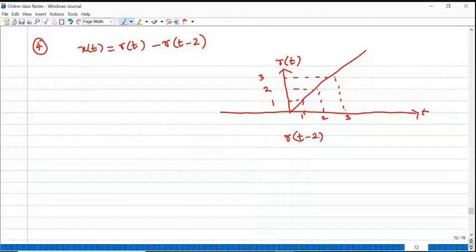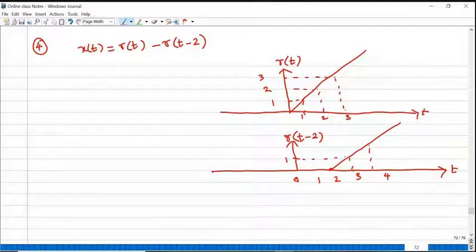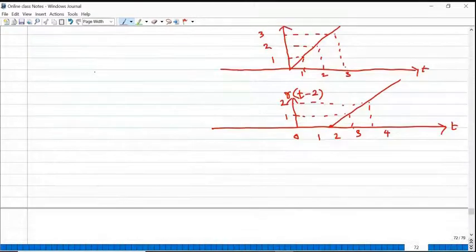R of t minus 2: the signal is delayed by 2 units of time, or the r of t signal is right shifted by 2 units of time. So 0, 1, 2, the signal starts from 2 onwards. That is, this magnitude 0. At 3, the magnitude is 1. At 4, the magnitude is 2, and so on. Now sketch the signal for r of t minus r of t minus 2.